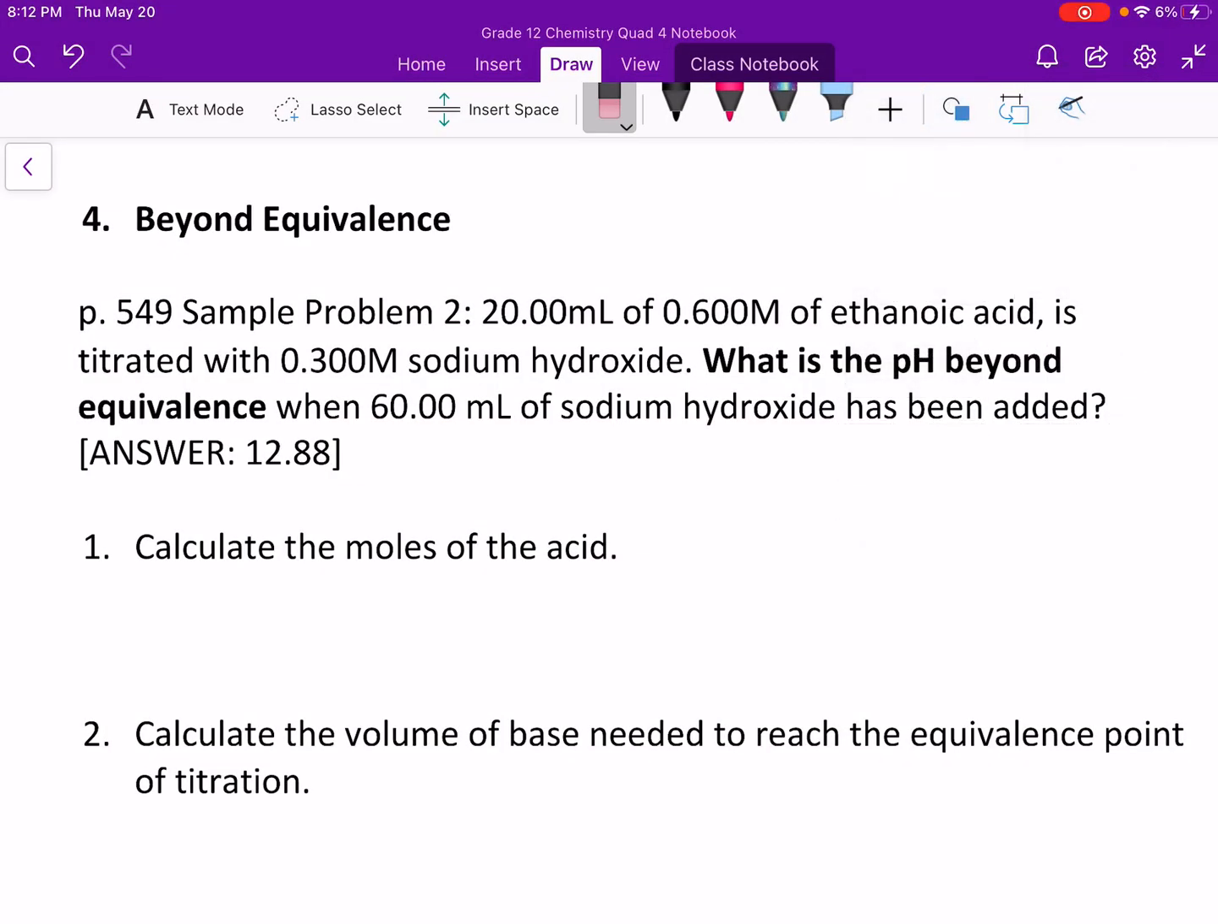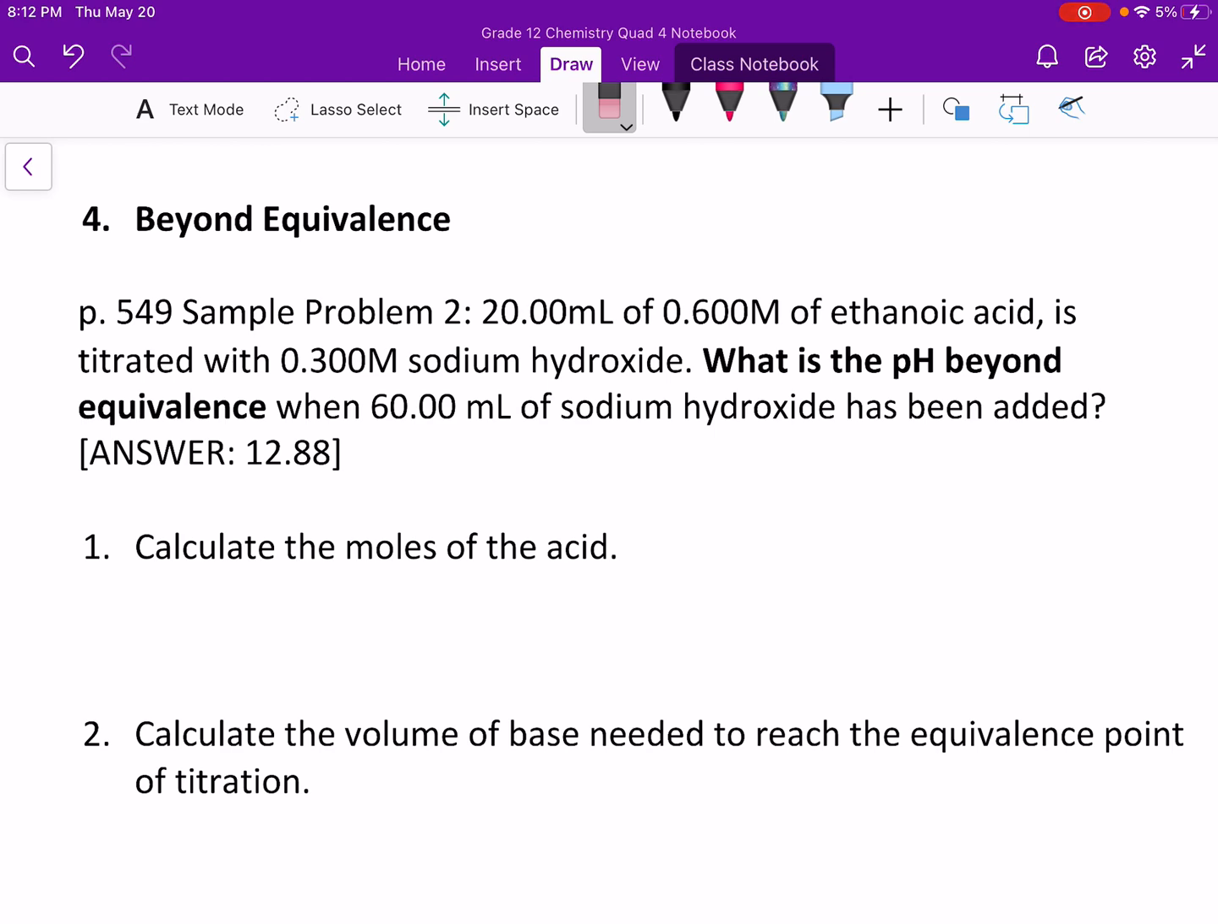All right, in this example, we're going to look at calculating our pH when we go beyond equivalence. So in this example, we have ethanoic acid, which is a weak acid, and it's being titrated with sodium hydroxide, which is a strong base. We have added 60 milliliters of sodium hydroxide. That seems a lot compared to my 20 milliliters of my weak acid.